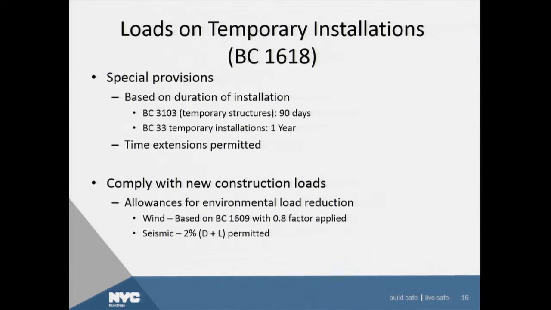Now, basically, these structures are going to be required to comply with the load requirements for new construction, with some exceptions that are permitted for environmental load reduction. Some examples of that are wind. You can apply a 0.8 factor to the wind applied to these temporary structures. And for seismic, you can replace it with a 2% lateral load applied to the structure rather than evaluate them for seismic loading.